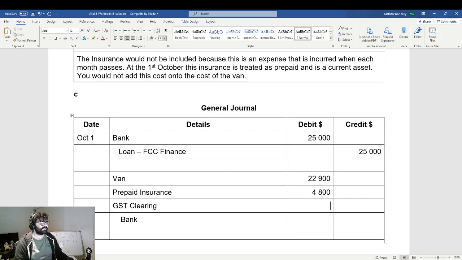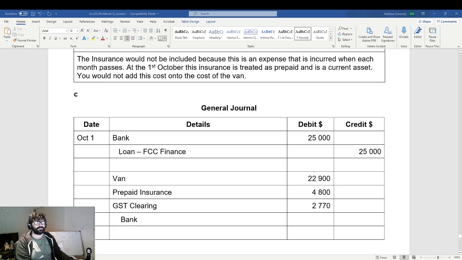So let's get our trusty calculator out, because that works so well on the Monday lesson. 22900 plus 4800 equals $27,700, but we need to multiply by 0.1, and that gives us 10%, and that is our GST, so 2770.